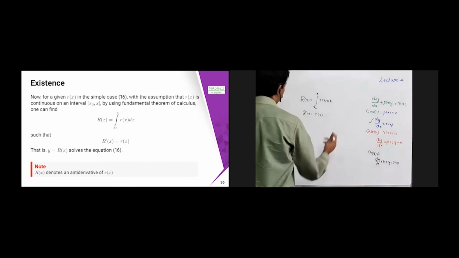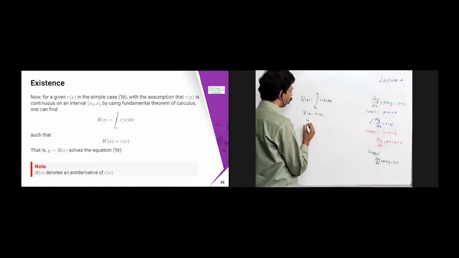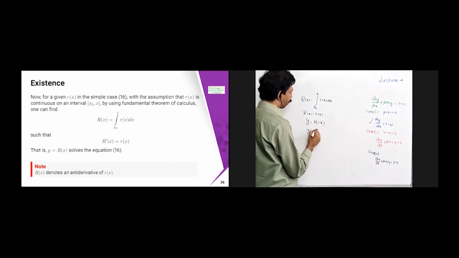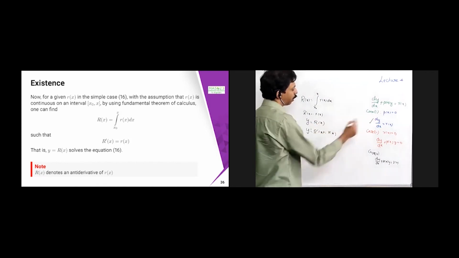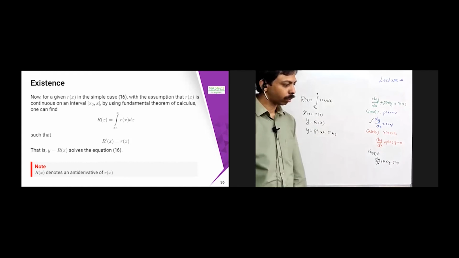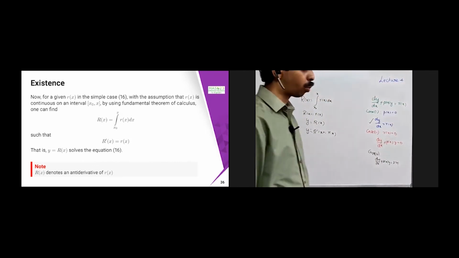Therefore, if I substitute y equal to R of x over here, then I am going to get y dash is nothing but R dash of x, which is nothing but r of x. Therefore, this is satisfied. So here capital R of x denotes the antiderivative of small r of x.